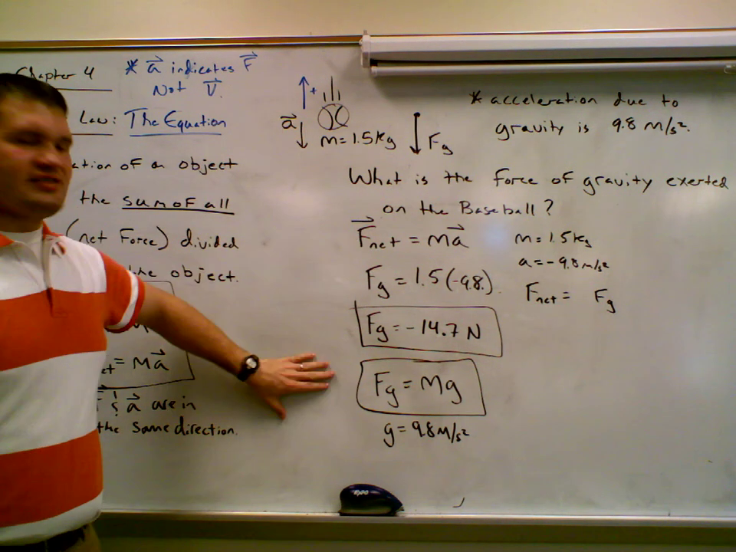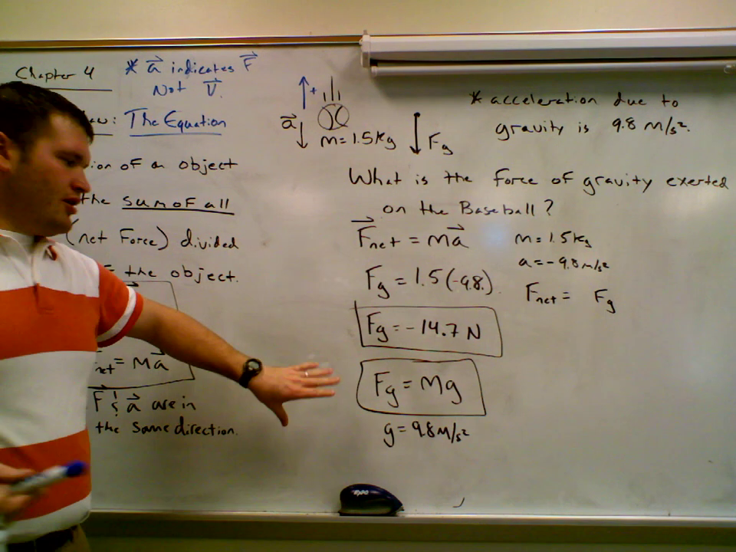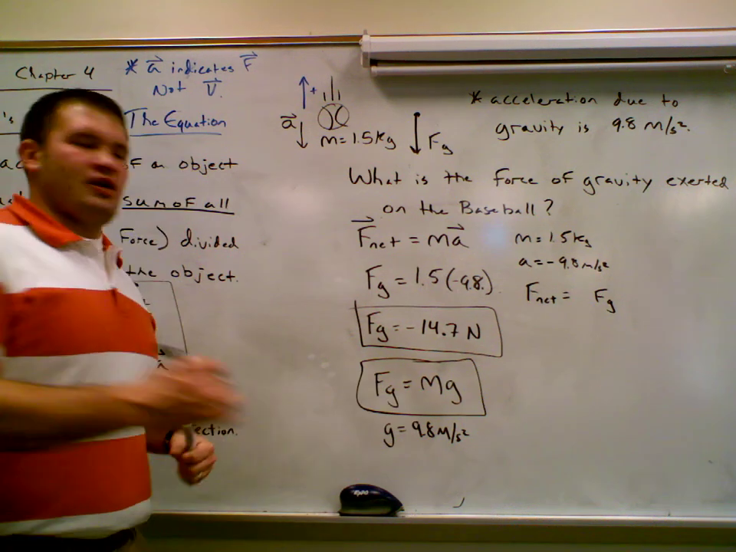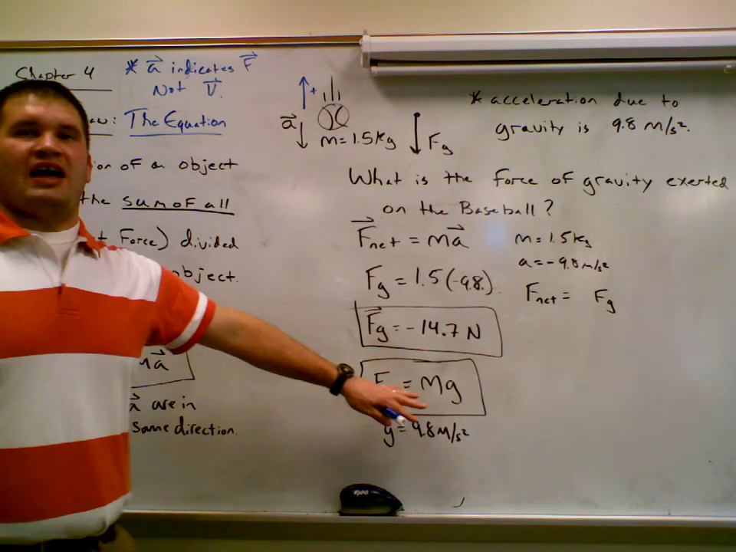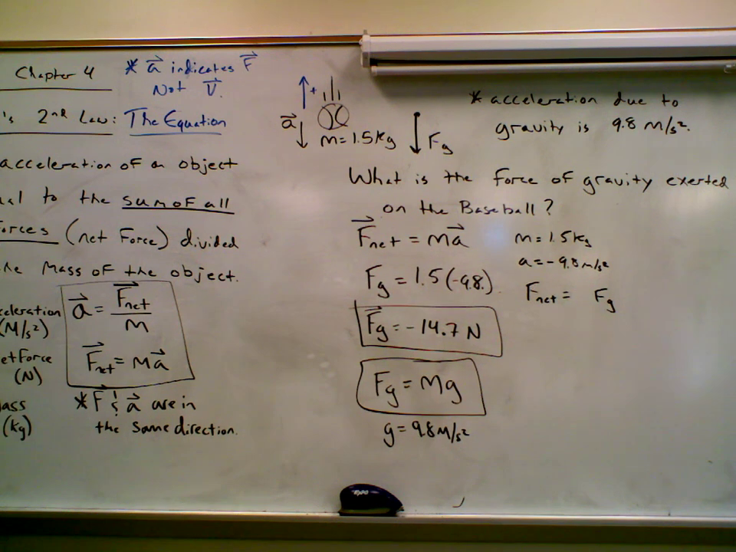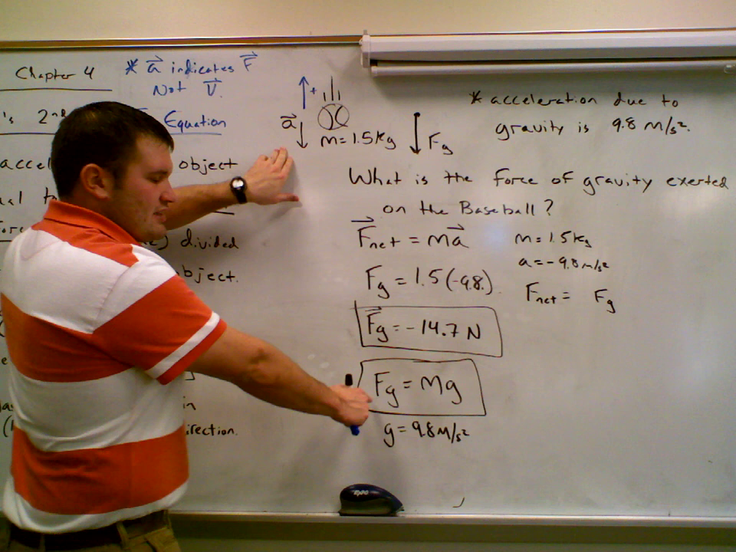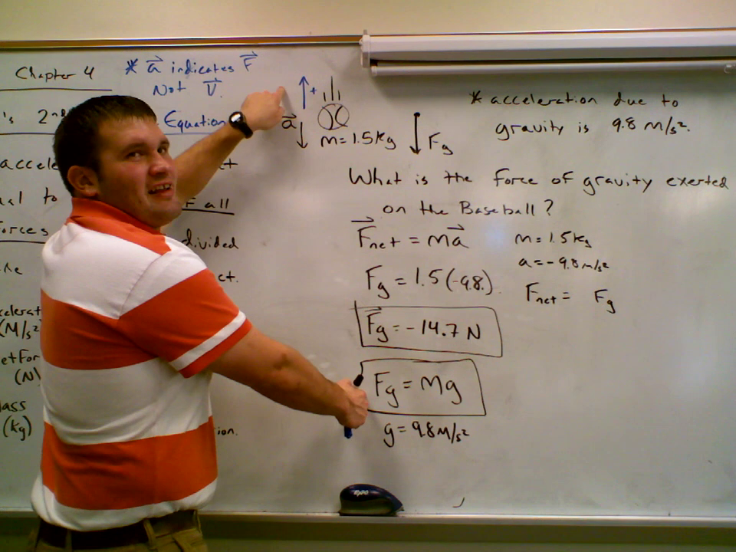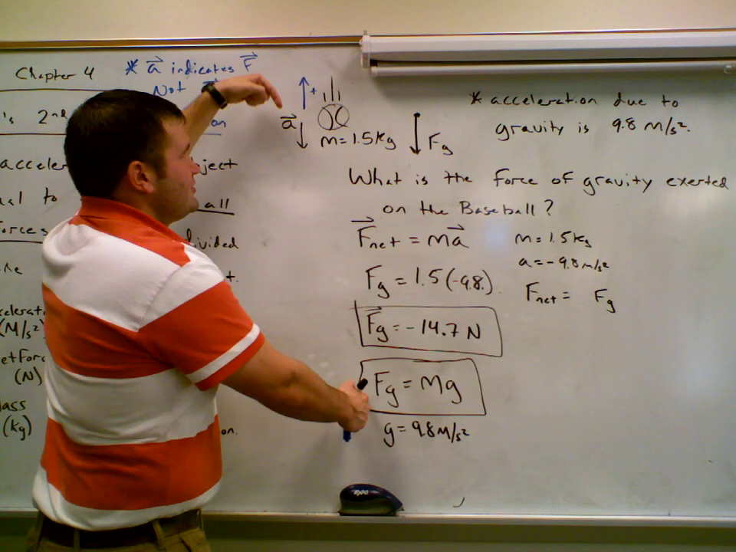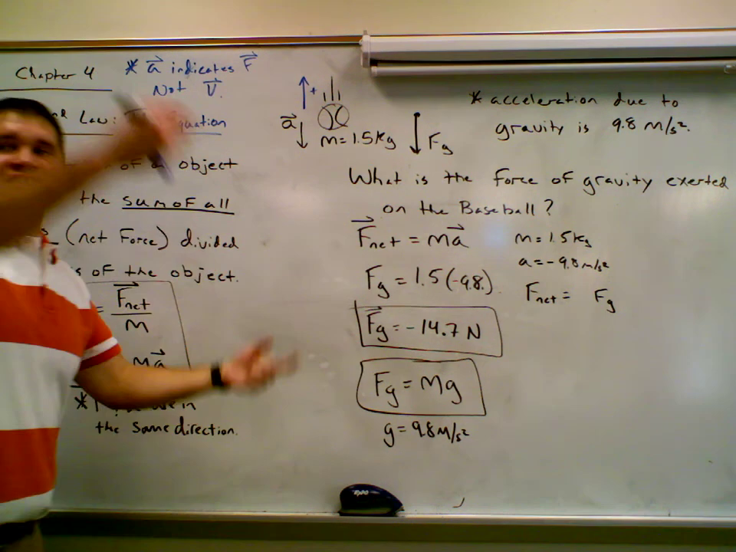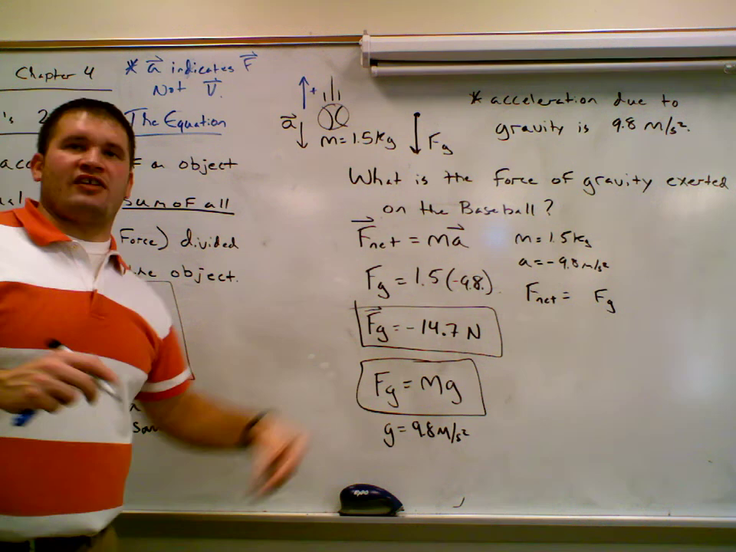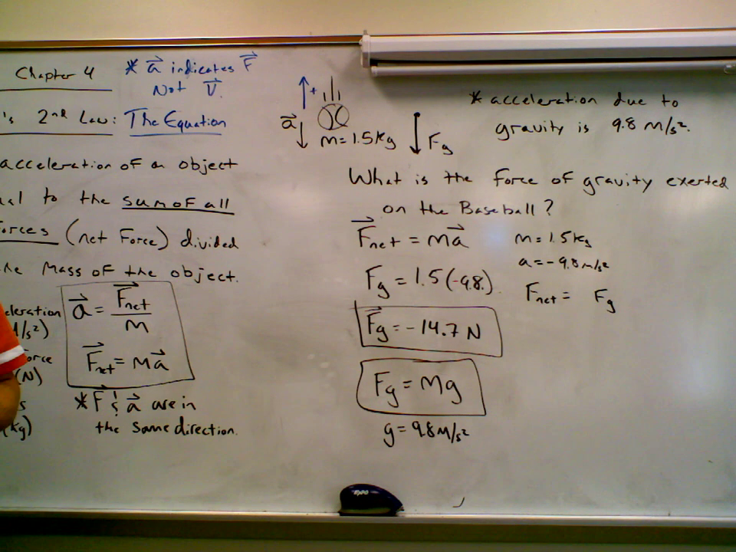Now, this is a general equation. Notice I don't have the vectors on here. This is the magnitude of the force of gravity. The direction depends on your situation. If I'm looking at this problem, this force would be negative, because up is positive and gravity points down. If I switched it around and chose my positive direction to be down, then this would be a positive force. That's why I didn't write the vectors on it. It's a magnitude. Does that make sense?